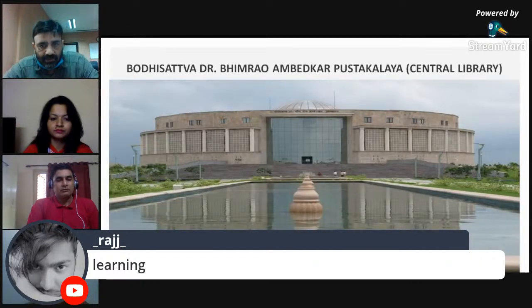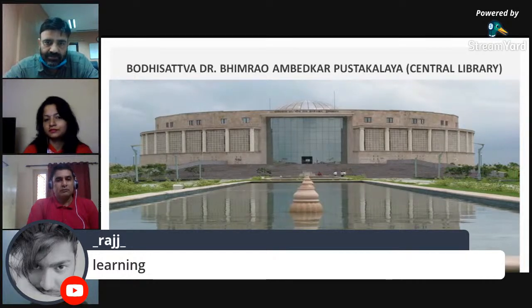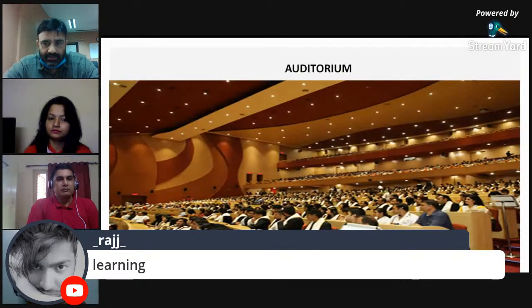Now I will come to the main section, this is the main snap of the heart of our university, the central library, from where you will take your book bank and you will read everything for your academic growth. This is the main library of our university, and this is the main auditorium of our university, from where we perform every cultural activity and other functions.